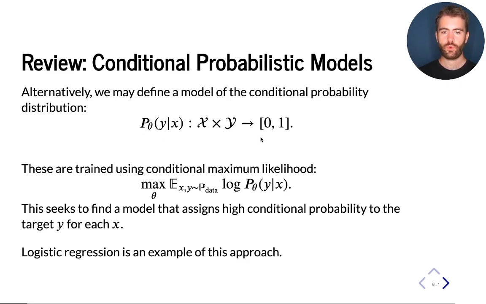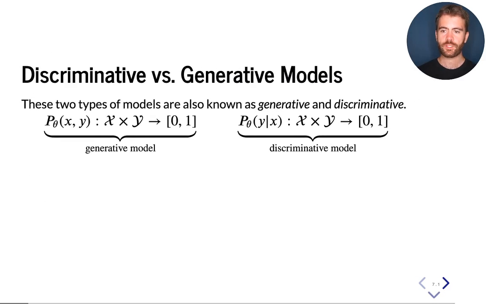So these conditional probabilistic models we find very often within different machine learning algorithms, and they're really important. The distinction between these two kinds of models is actually really important, and it forms the basis of two important sets of algorithms, which are called generative and discriminative. And the distinction between generative and discriminative is a very important one in machine learning.